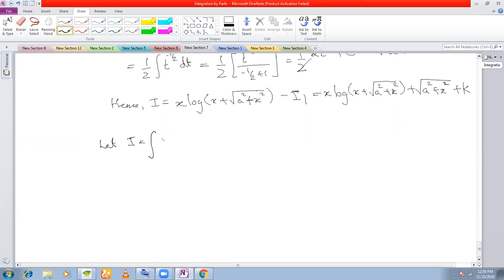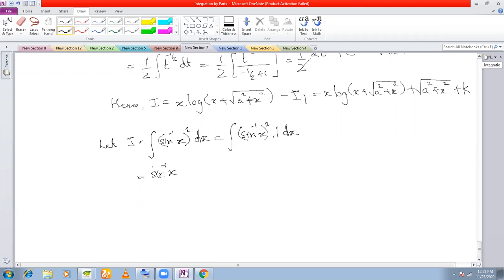Sin inverse x whole square. What if you are given to evaluate this kind of an integral? In this kind of an integral, this is a square of an inverse circular function. So there is no need to panic. What you'd simply do is you take sin inverse x whole square as your first function. You can write this as sin inverse x whole square into 1 dx.